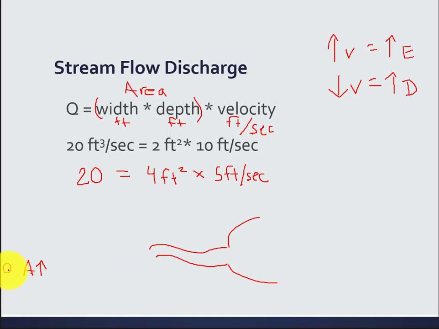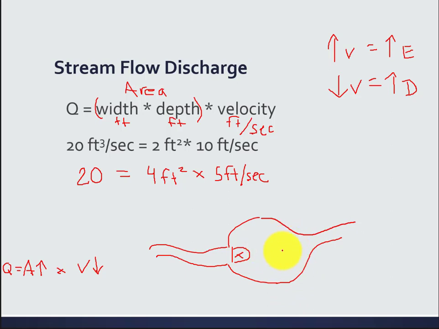but Q remains the same, what has to happen to the velocity? Right here. It has to go down, and that's what these numbers are telling you. And if velocity goes down, right here, what do you think is happening? Erosion or deposition? Well, if velocity goes down, deposition goes up, so we're going to see deposition happening there. What about on the other side of the lake?